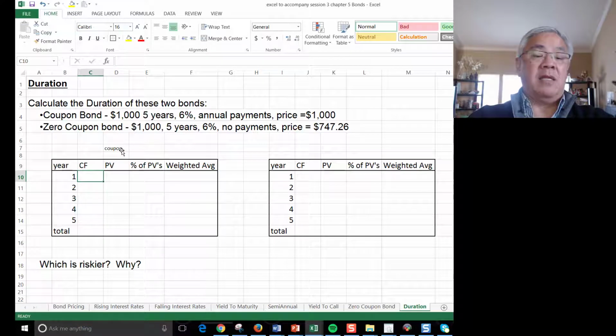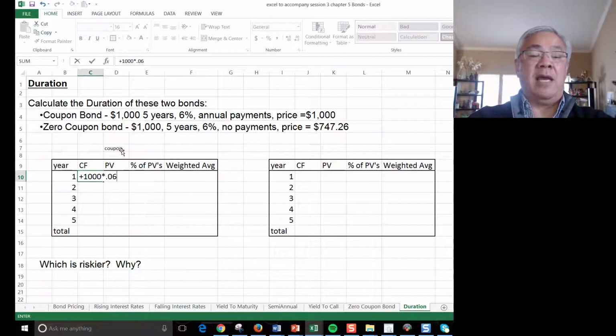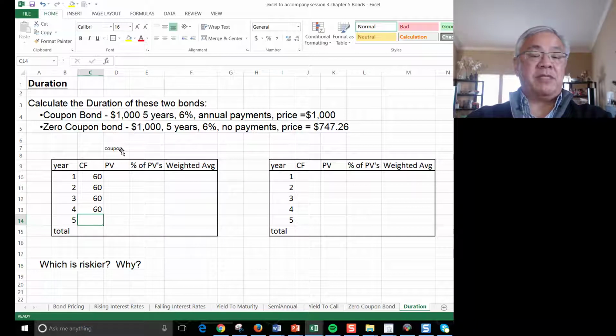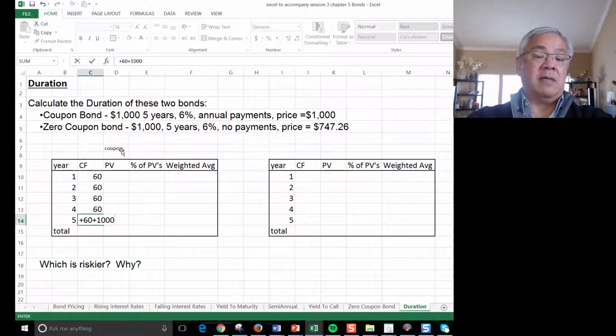Figure out the cash flows. The cash flow equals the face, 1,000, times the coupon interest rate, 0.06, and it's annual, so that's all it is. And then each year is the same. Last year is 60 plus the face, so it's 60 plus 1,000.